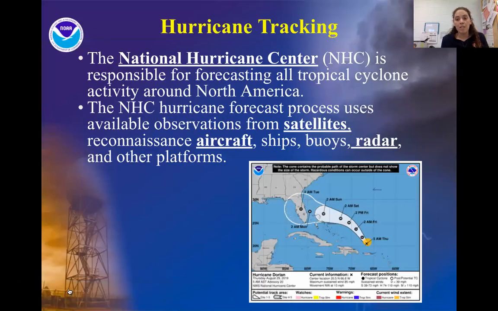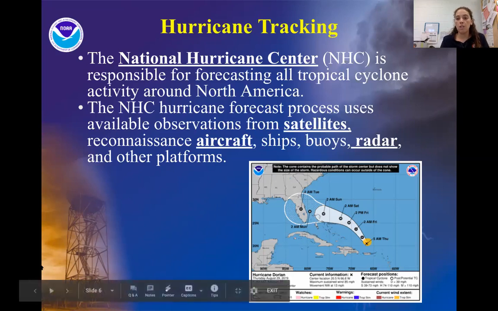So, like they mentioned at the end, satellites are one way we can track hurricanes and get data about them. The organization in charge of tracking hurricanes for the United States is the National Hurricane Center. This is a division of the National Oceanic and Atmospheric Administration, also known as NOAA. This group is responsible for forecasting all tropical cyclone activity around North America.